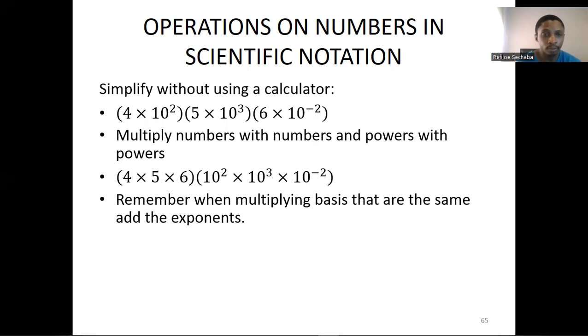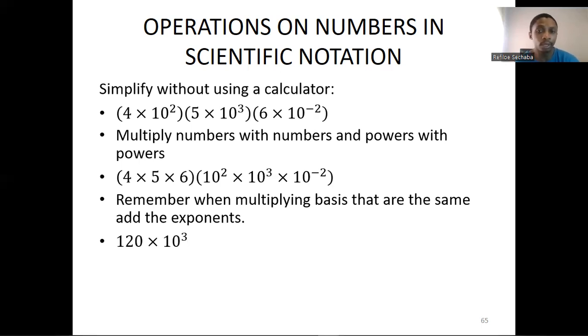It is 120. What about 10 squared times 10 cubed times 10 to the exponent of -2? You will write it as 10 and then you add the exponents. 2 plus 3 is 5, and then you minus 2, it'll give you 3. So I'll end up having 120 times 10 to the exponent of 3.